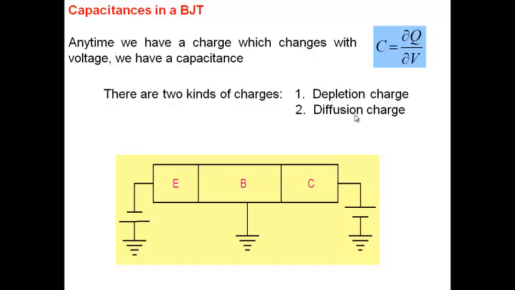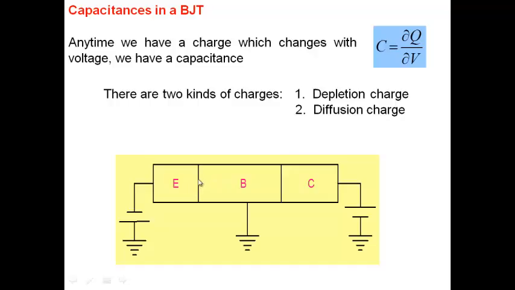Diffusion charge, we said, came about because of injection. When you forward bias a junction, you have injected electrons in the P side, injected holes in the N side. Those are what we call diffusion charge, made up of mobile electrons and holes. Depletion charge is made up of acceptor ions and donor ions. So let's look at the depletion charge.